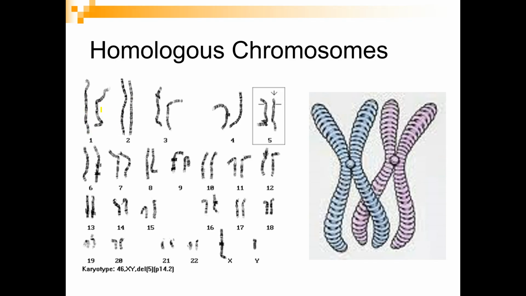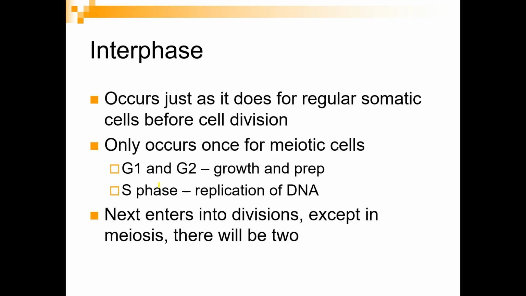But here you can see there's two number ones, and what you look for on a karyotype, how you put the karyotype together, is that they're the same size and they have the same banding pattern. And so you can see there's a pair there, all the way down to pair 23. Okay, so you've got 23 pairs of chromosomes in a normal human, and they are the same size, same genetic information, same banding pattern.